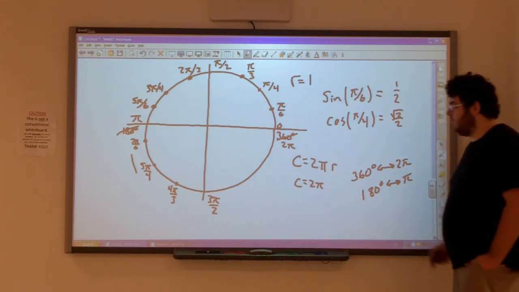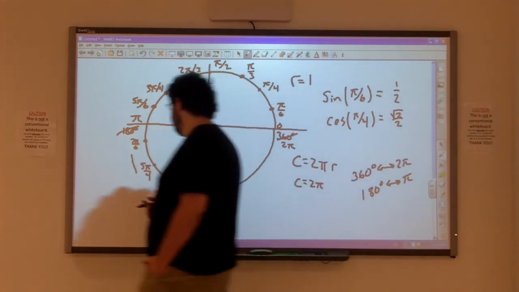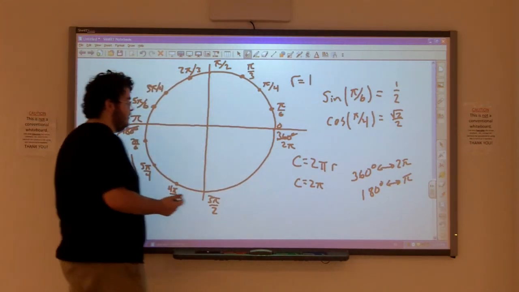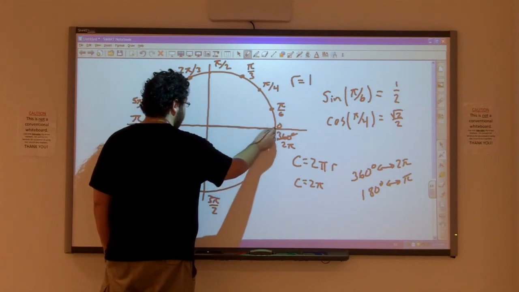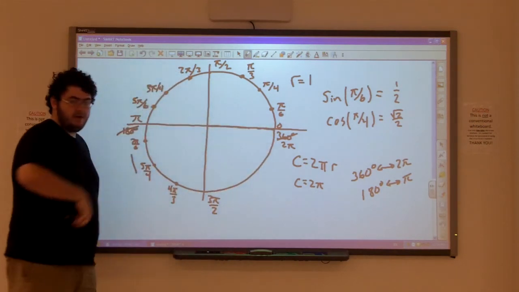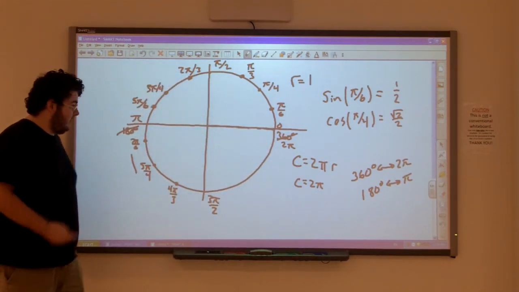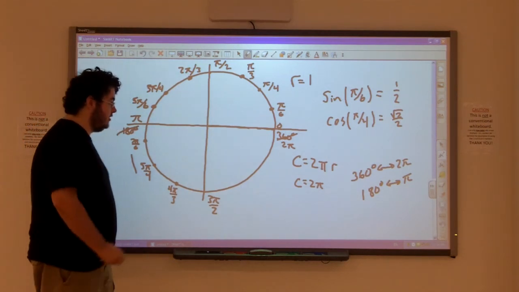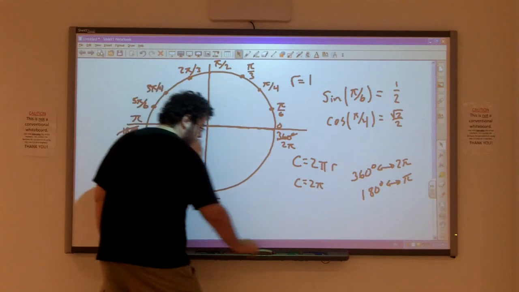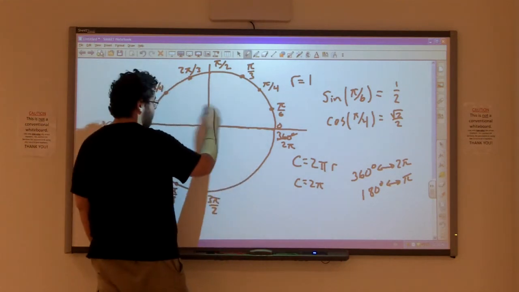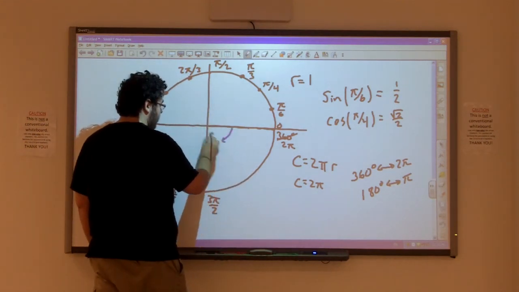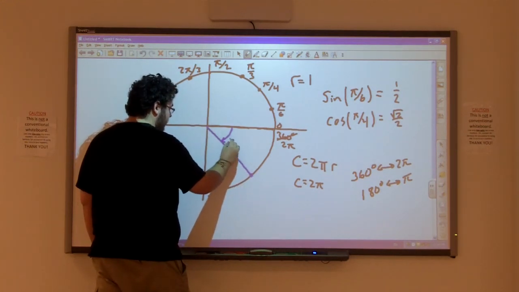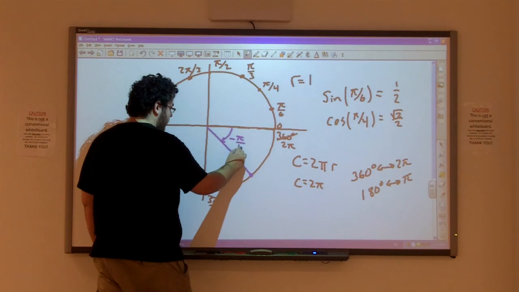Okay. So one last thing I want to talk about is the idea of a negative angle. So when we measure angles, we usually measure from the x-axis going counterclockwise. However, it's sometimes convenient to look at a negative angle. So a negative angle is just starting from the x-axis, and instead of measuring this way, we simply measure this way. So this would be negative pi over 4.